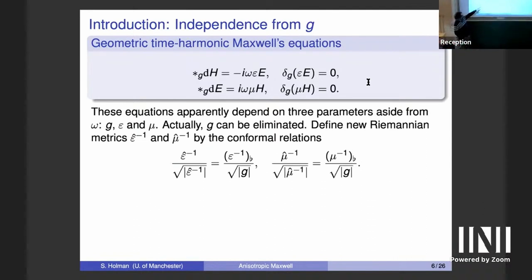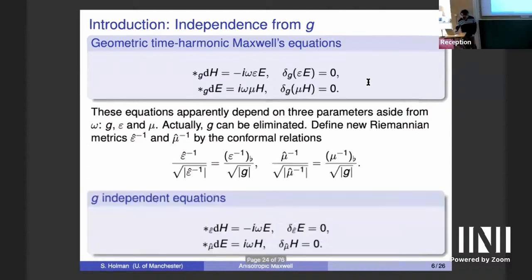Invertible. And this flat means that we take the corresponding metric to those, and then you make a conformal change. So you multiply them by a factor which depends on their determinant of the metric. And if you do that, there's a little bit of algebra you need to check, but that actually eliminates G from this equation, and you get instead the Hodge star with respect to these new metrics. So the difference here is that this doesn't depend on the individual metric.